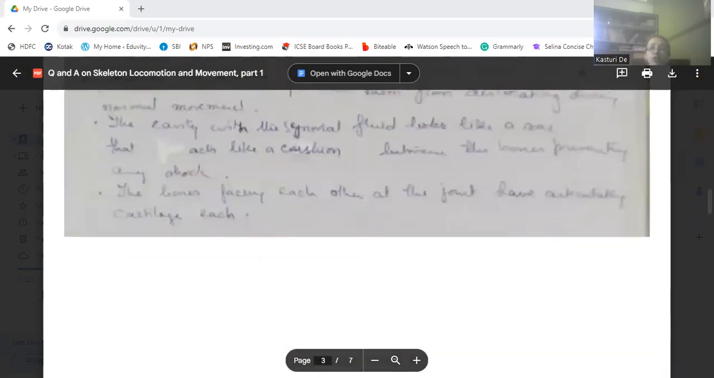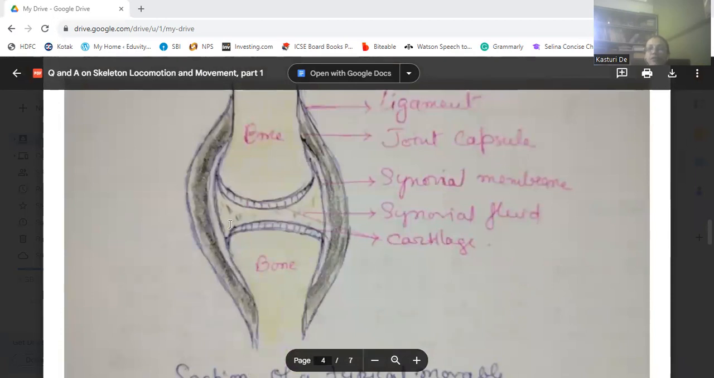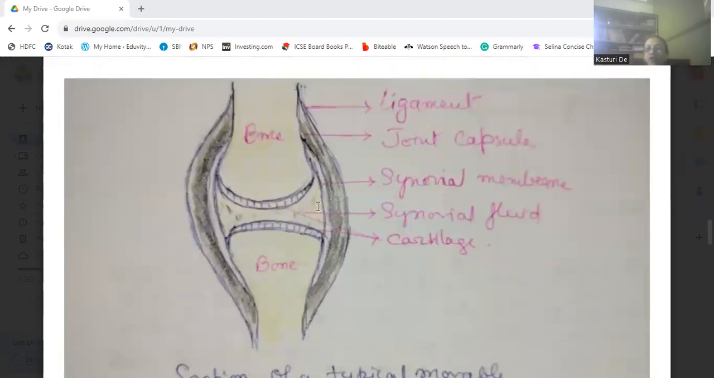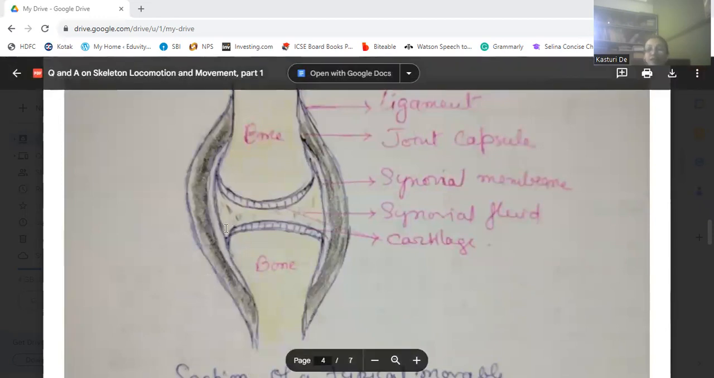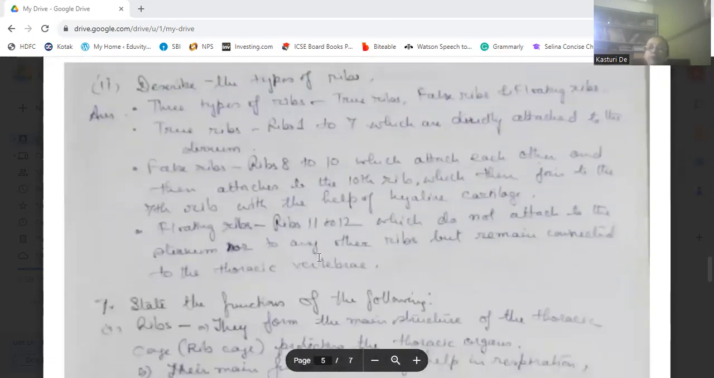The bones which face each other at the joint each have an articulating cartilage. So the diagram looks like this. See, this is the synovial sac, which has the synovial fluid, which is covered by a synovial membrane, which is kept in a joint capsule, and it is covered by ligament. These two bones which face each other will have an articulating cartilage.